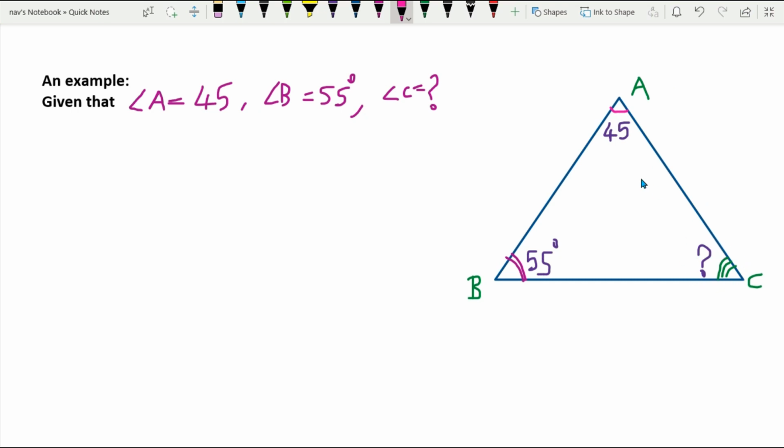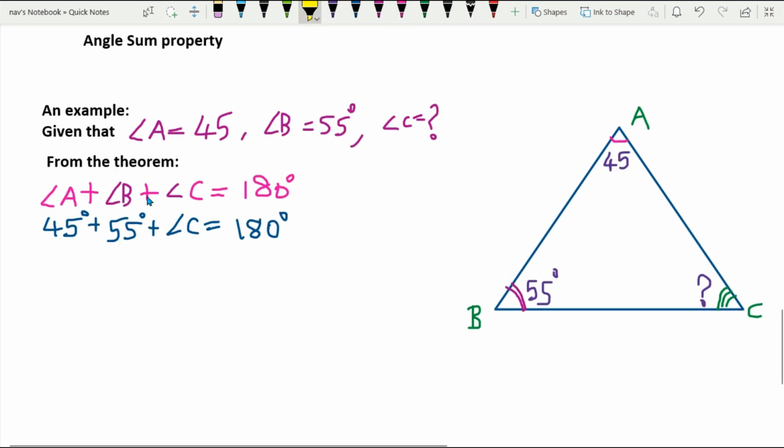From the theorem we just learned, we know that the sum of the angles inside a triangle will be 180 degrees. We will use that here to find angle C. So angle A plus angle B plus angle C equals 180 degrees. In place of A we can substitute 45 degrees because it's given. Instead of angle B we can write 55 degrees. Instead of C, just leave it as it is. We have to find angle C. So we will calculate this.